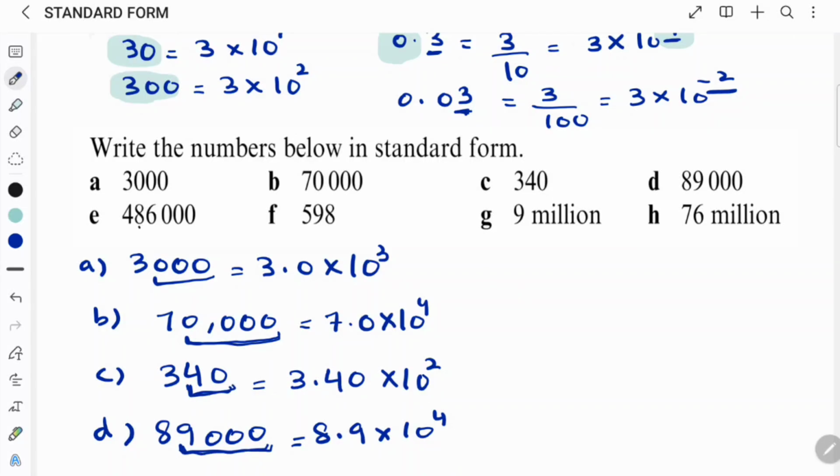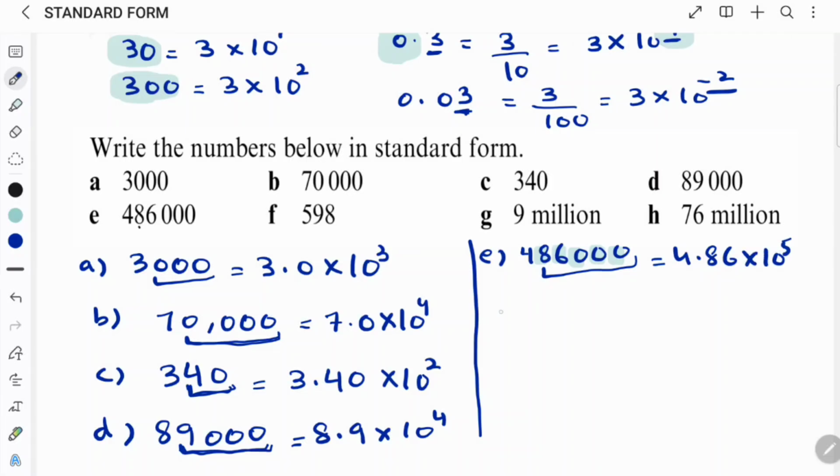Now I'm going to do part E. For part E, it was 486,000. So the power is 10 to the power 5: 1, 2, 3, 4, 5. So 4.86 times 10 to the power 5. Part F, that is 598. 500, two digits after the 5, 10 squared. So it means 5.98 times 10 squared.